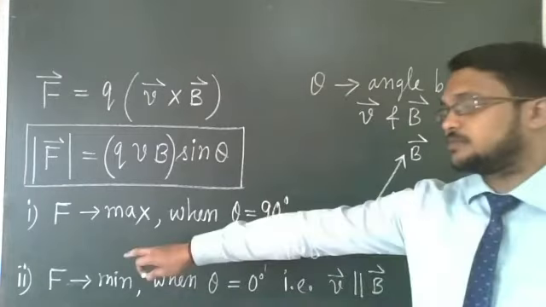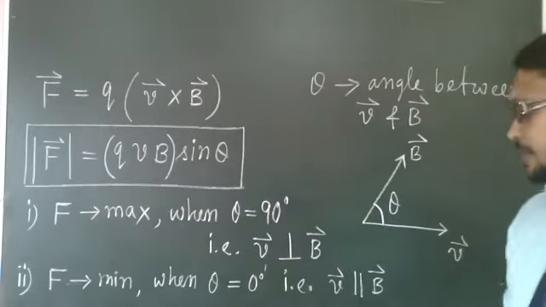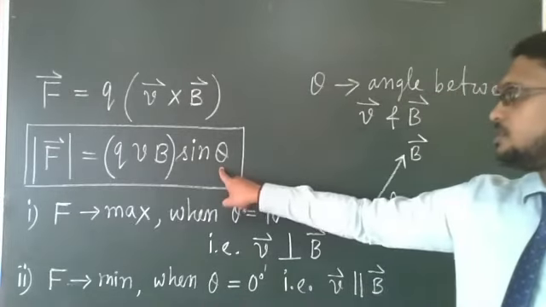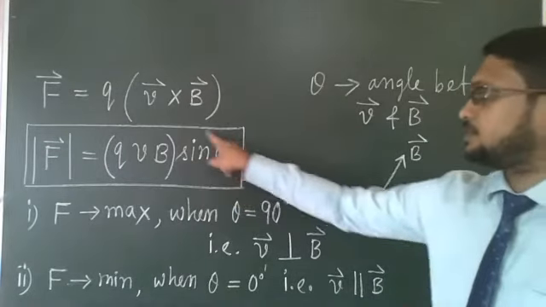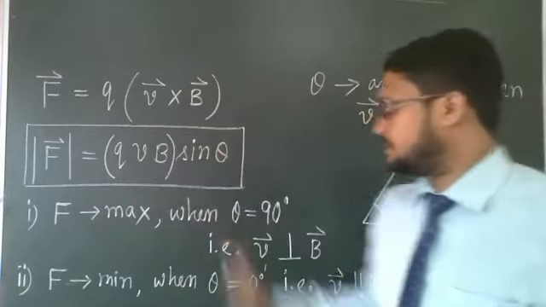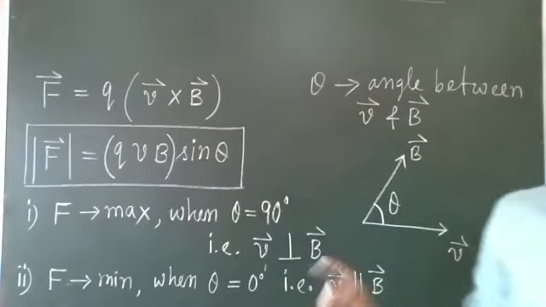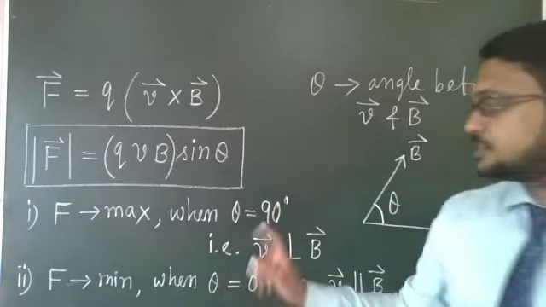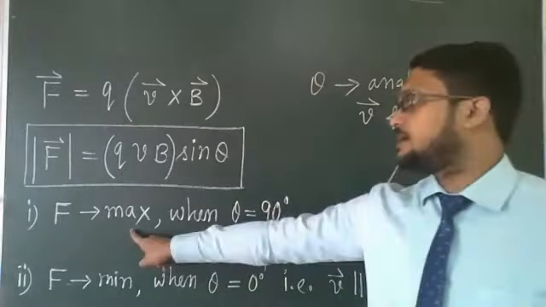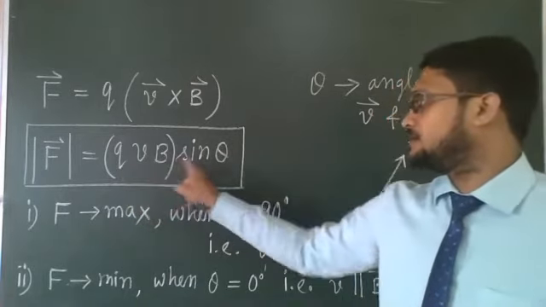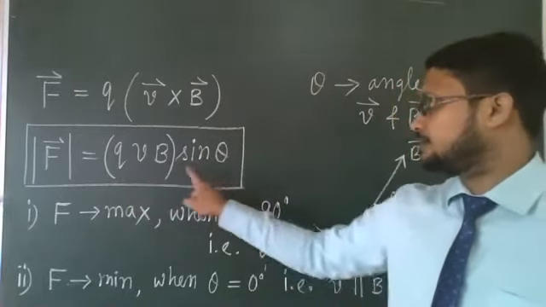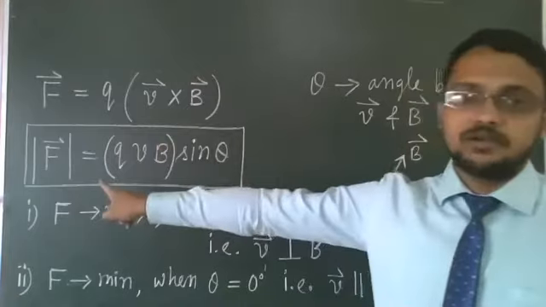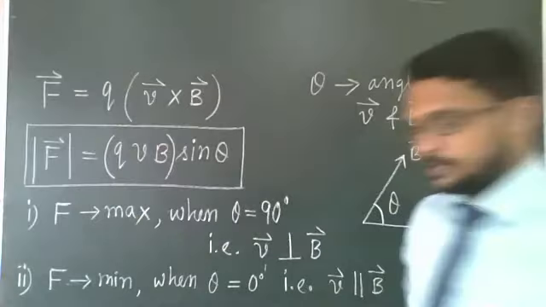This is the formula of magnetic force. The magnetic force will be minimum when theta equals 0. Theta 0 means sine theta is 0 and the whole quantity will be 0. So the minimum value of the magnetic force is 0. The maximum value of the magnetic force is only qvB, since sine theta is 1 when theta is 90 degrees.